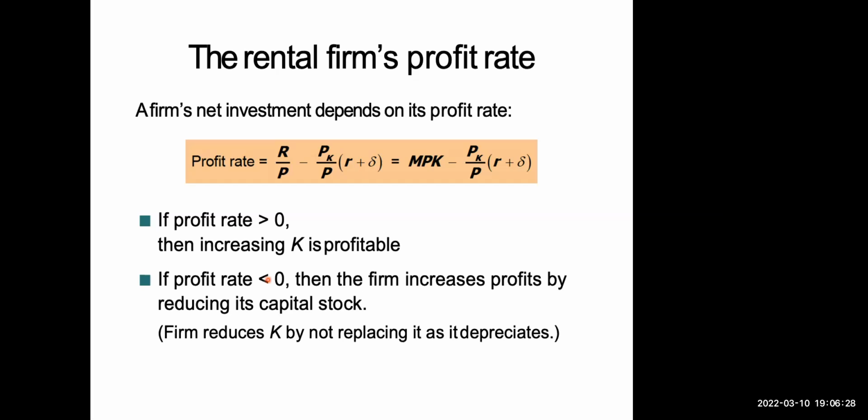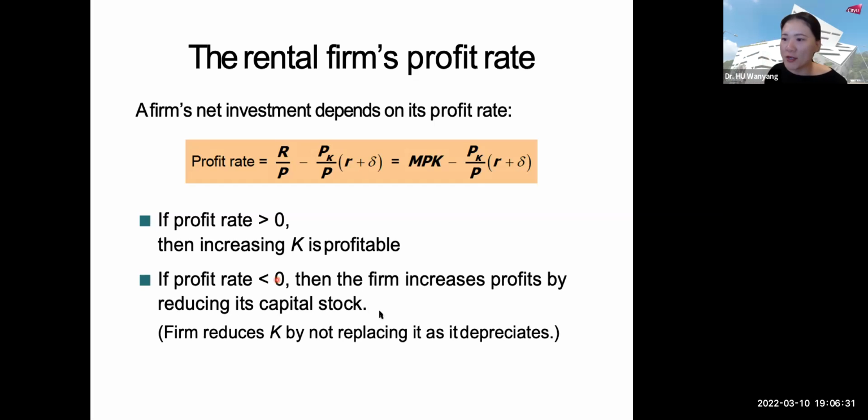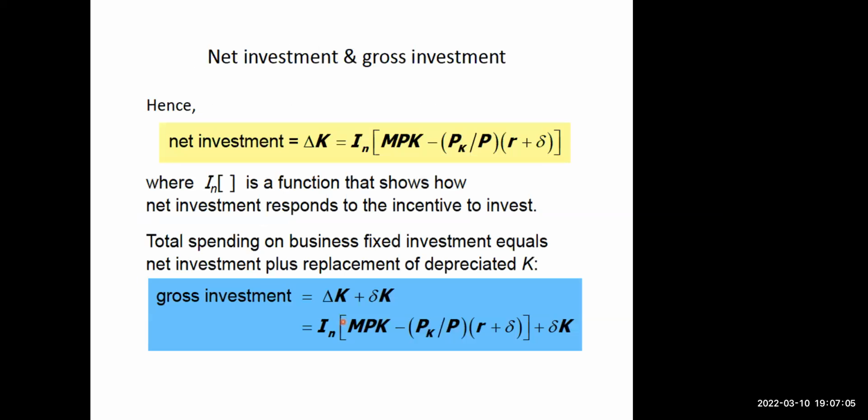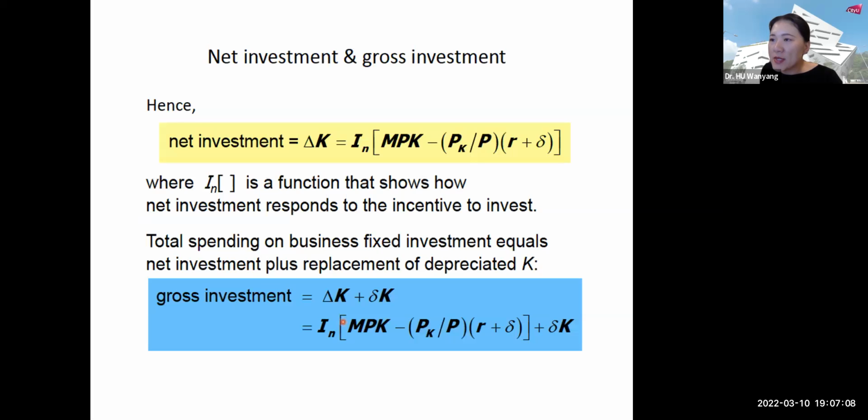So we need to reduce the capital stock so that we can increase our profit. Okay, so to reduce the capital is actually not very difficult. We simply do not replace the capital, because the capital will always depreciate. It will naturally decline. Capital stock will naturally decline as long as we don't replace it. Then we will reduce the capital, and then the profit rate will gradually be brought back to at least a balance, right? Okay. So the net investment.